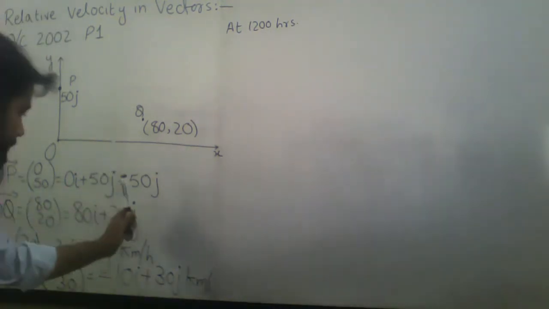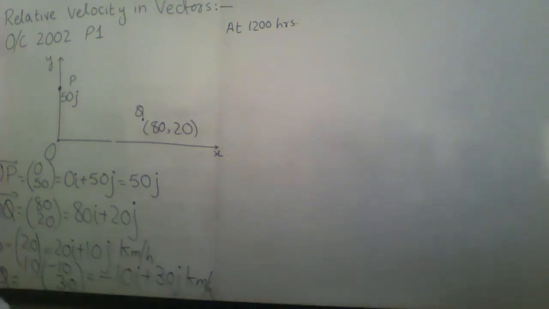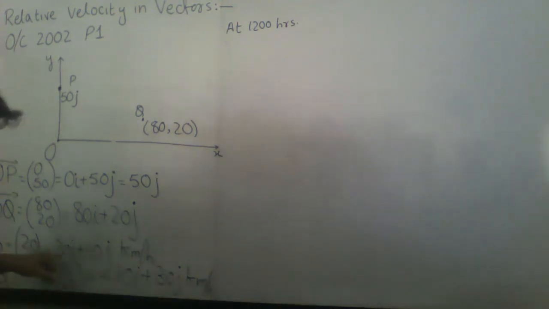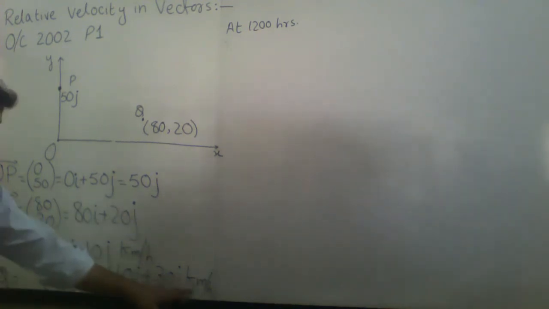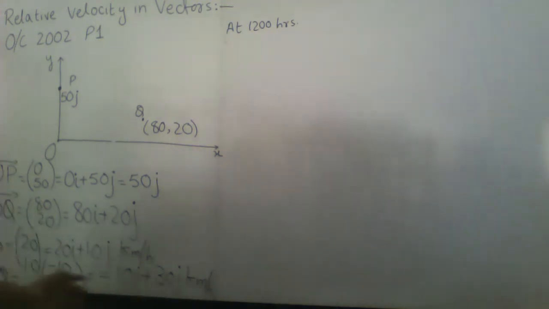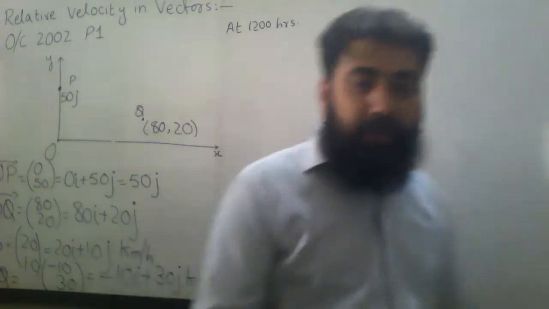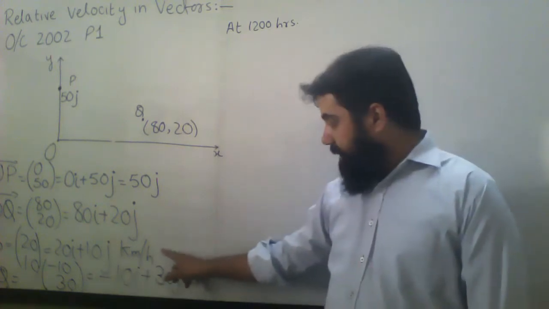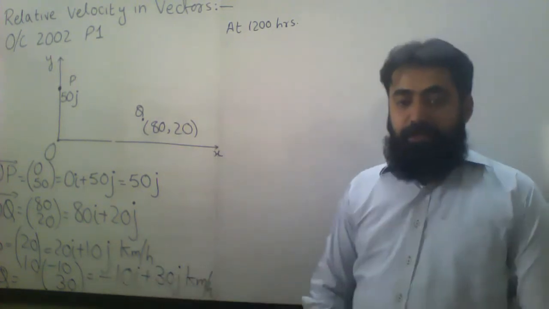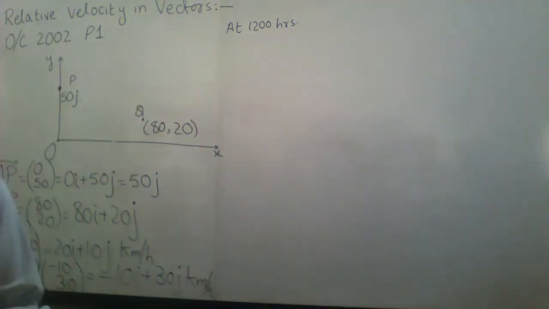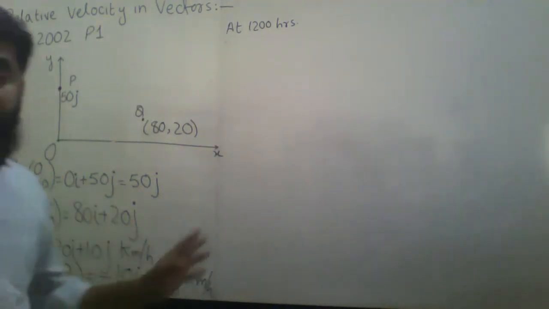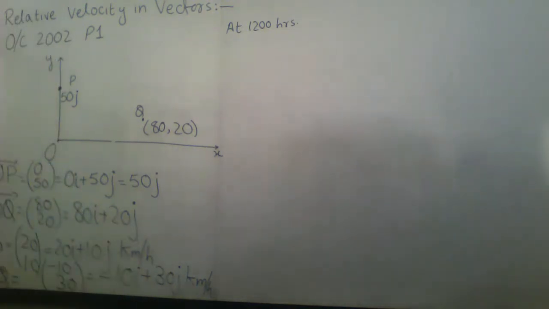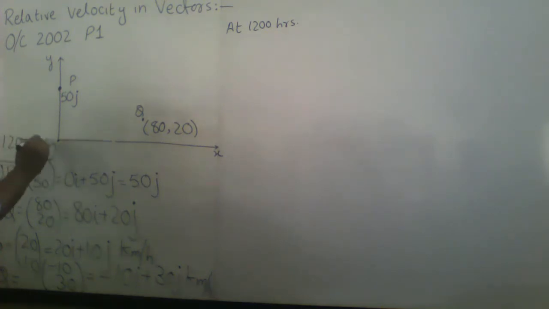Both velocities are given in kilometer per hour. Make sure that this kilometer per hour goes with both things, so you have to write it in the combined form. You don't have to write it only with i or j. It's 20i plus 10j kilometer per hour, and minus 10i plus 30j kilometer per hour. This is the scenario given to us. This was the information which was given to me. Everything which is happening right now is happening at 1200 hours.